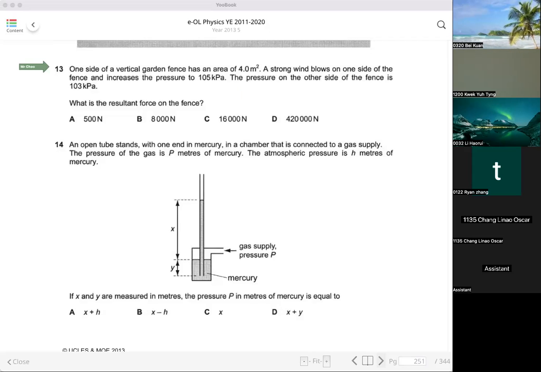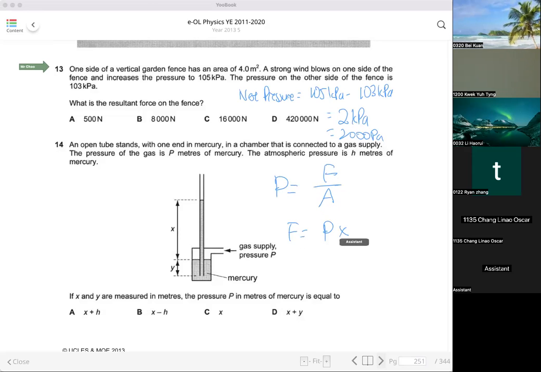Okay, so what is the net pressure? The net pressure is 105 kilopascal minus 103 kilopascal, which will give you 2 kilopascal, which is 2000 pascal. Okay, and we also know that pressure is equal to force over area. If you want to find the force, I need to put pressure times area.